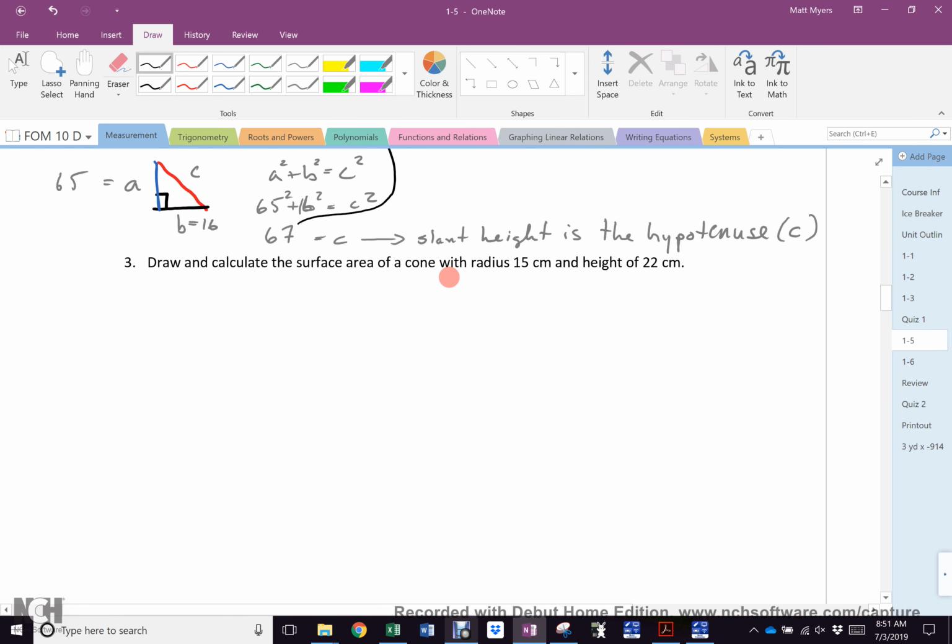A cone. Well, let's draw a cone. How does a cone start? Circle. And since it's a cone, we know it goes down and disappears, yes? Everyone agree? Okay. So this part is a circle. How do I find the area of a circle? Who remembers?